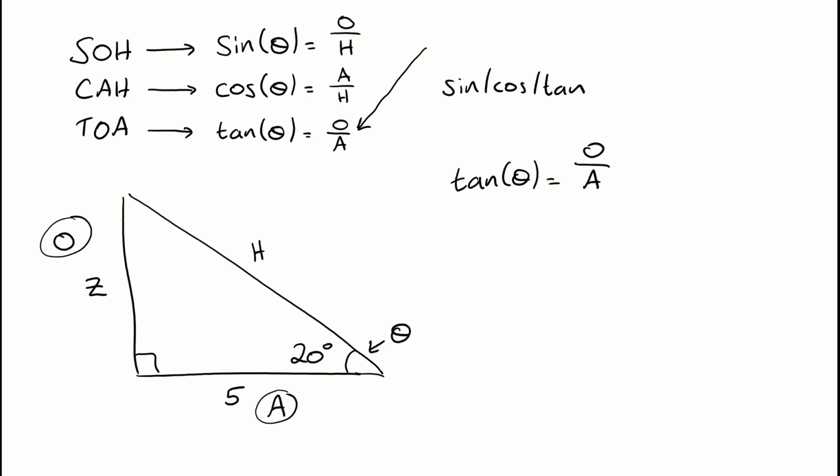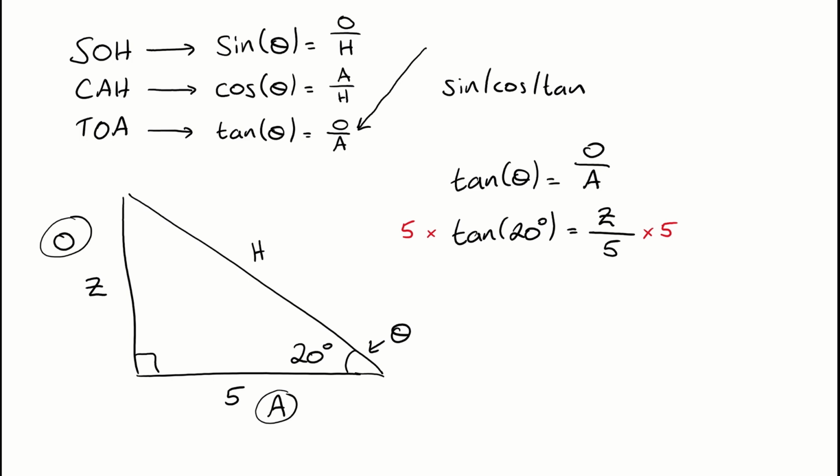Now I know that my theta is equal to 20 degrees. So we take the tan of 20 degrees. My opposite, that's what I'm trying to find, that's my z. And my adjacent, that's my 5 down the bottom there. Now, again, if I want to rearrange this equation for z, that's what I'm trying to find, I can multiply both sides by 5.